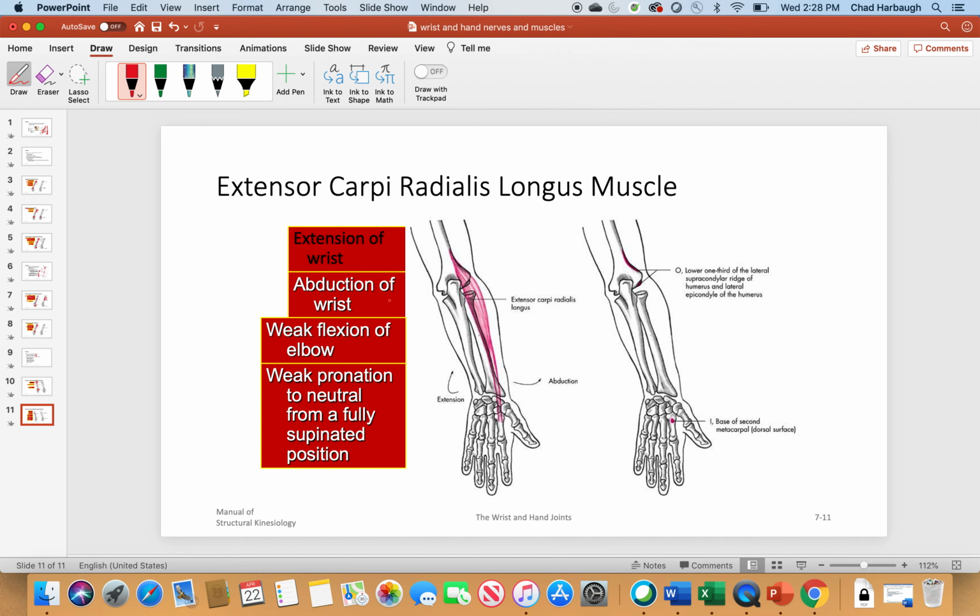And then extensor carpi radialis longus, again, it's an extensor, so it's on the lateral side. Its job is extension of the wrist. It inserts on the dorsal surface, or the back of the hand, on the dorsal surface of the second metacarpal. It does abduction or radial deviation. It's a weak flexor of the elbow, and it also does weak pronation. So that's just a small lecture on the brachial plexus and the associated muscles of the wrist and the hand.